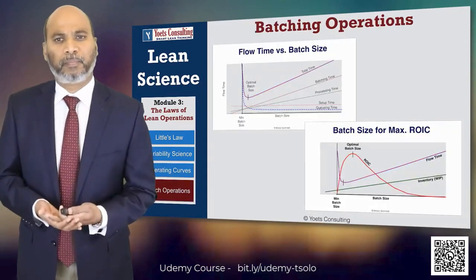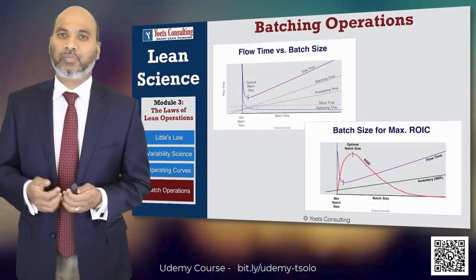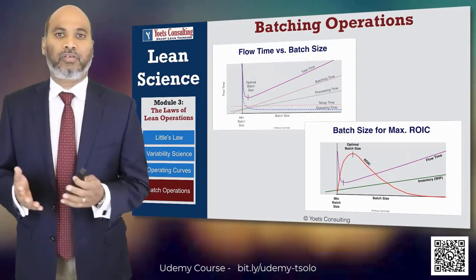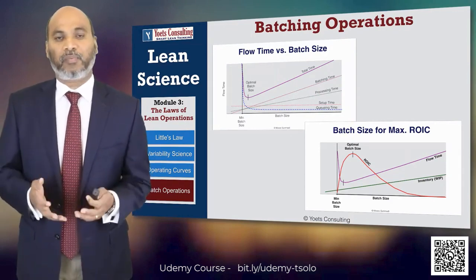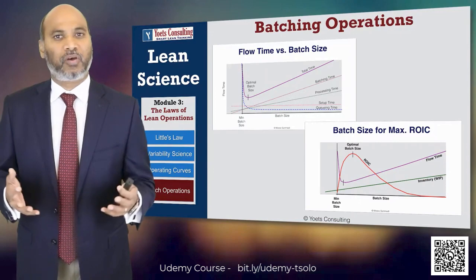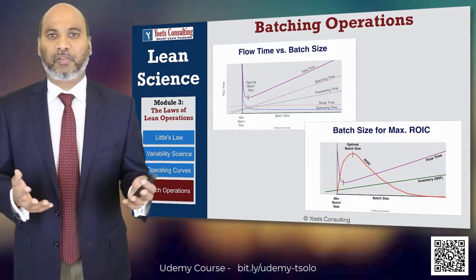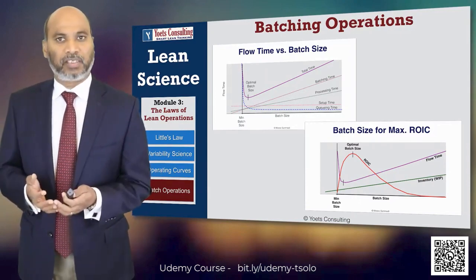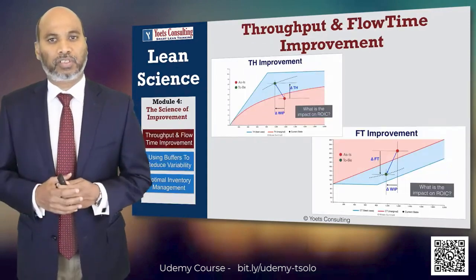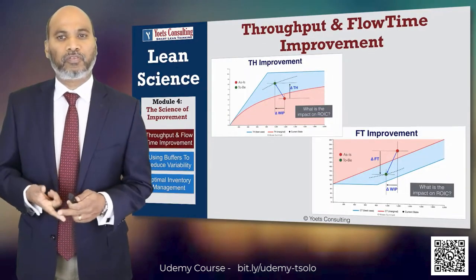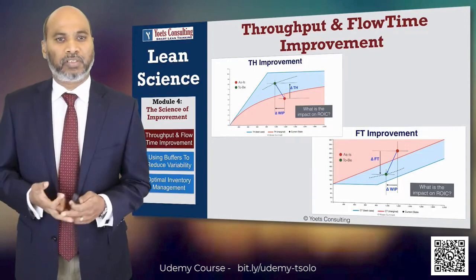We'll also talk about the batching operations, why sometimes batching is good, and when do you really want one-piece flow? Is one-piece flow the best always? As some people think, not always, but in some cases. And so we'll talk about all those things. How do you improve the throughput? How do you improve the flow time? So this is the fourth module.